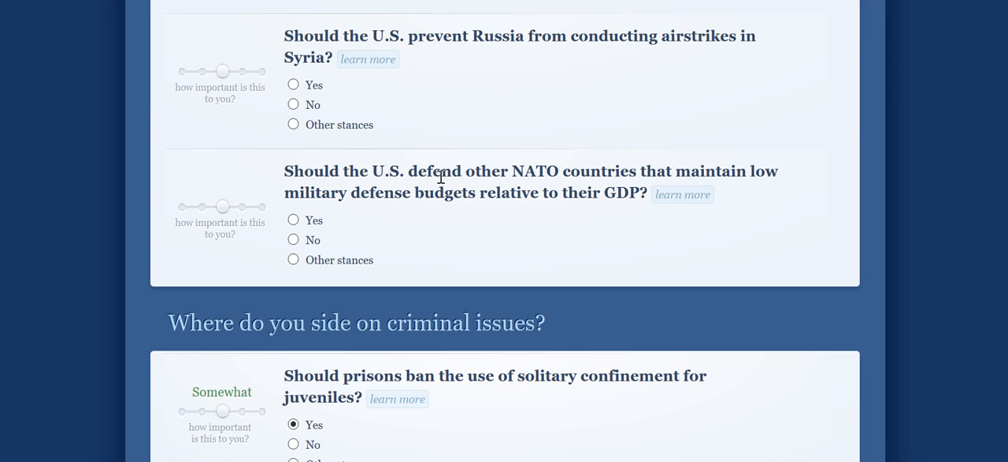NATO promised, when the breakup of the Soviet Union happened, look, we're not going to move NATO any closer to your border. We understand your concerns. We're not going to do that. We don't want to be a threat to you. This is what they said to the Soviet Union when it was becoming Russia. Now, they went back on that. They said we're not going to inch closer to your border, and then they started inching closer and closer to the Russian border.